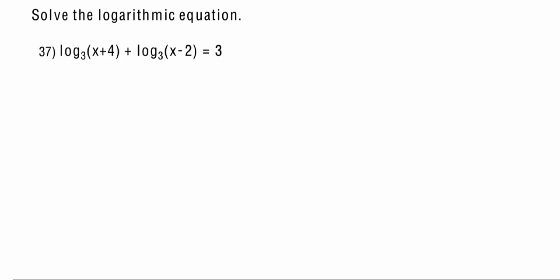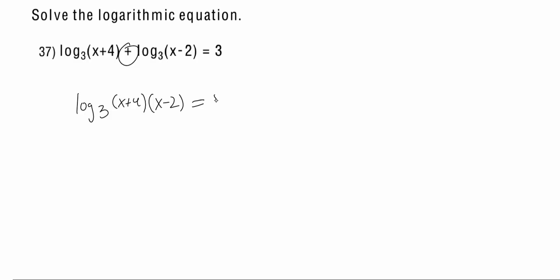This is number 37 on your final exam review sheet. First, we're going to use the product rule for logarithms to combine the two logarithms. So we get log base 3 of (x plus 4) times (x minus 2). Since there's an addition sign here, we have to use the product rule.